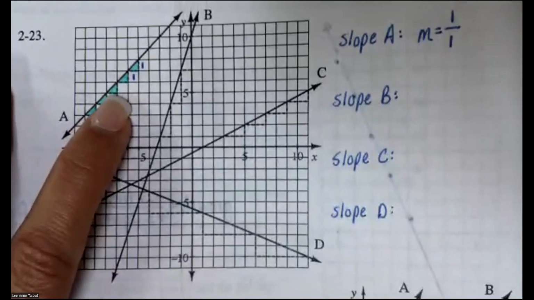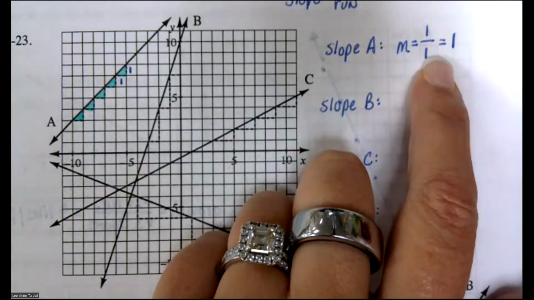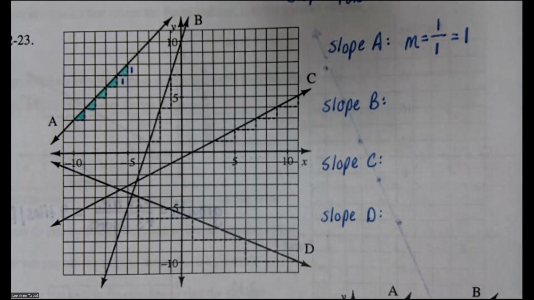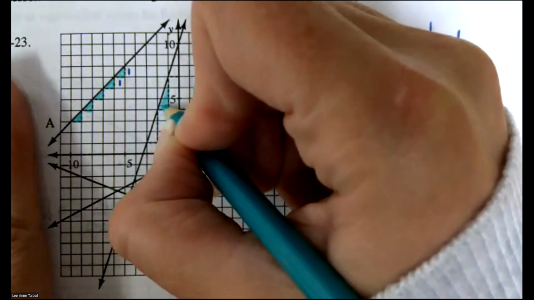Okay, now what is 1 divided by 1? 1. So the slope is 1. Okay, what that means is this line goes up 1 box for every box it goes over. And that's probably the easiest one because they're ones. Okay, so let's look at B and color in those, and then maybe you'll be able to see the difference after doing B.